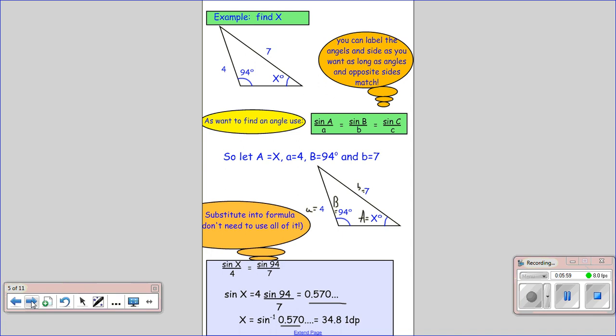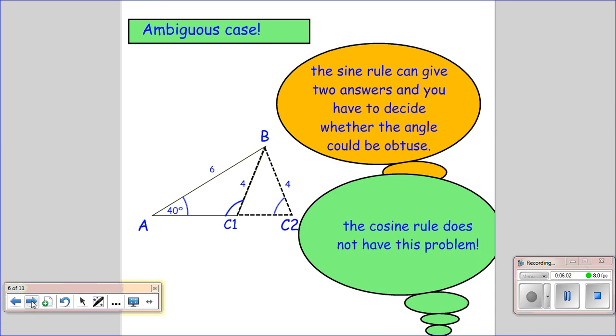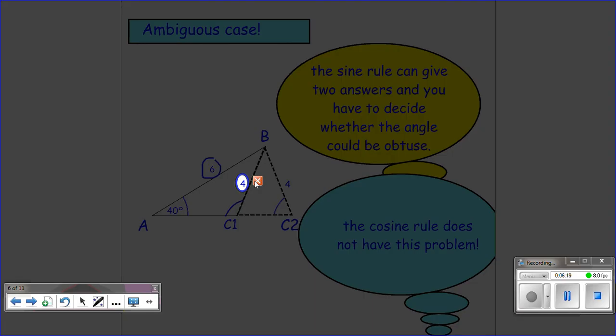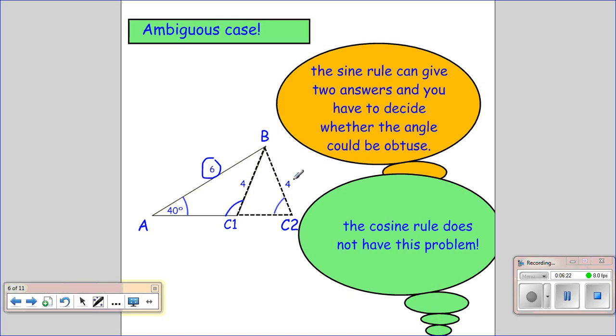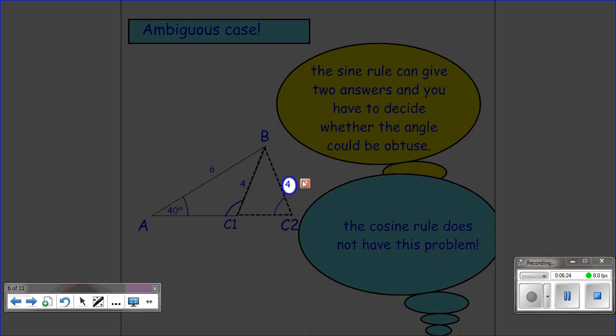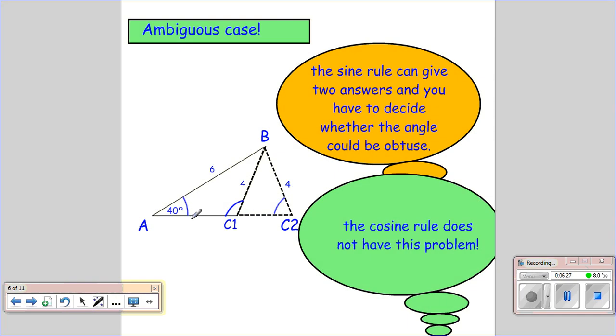Okay, so before we move on to the cosine rule, we just want to consider this. Now, the sine rule is a bit tricky in that it does give you an ambiguous case. Sometimes, if you look at these two triangles, I've got two sides, one with 6, one with 4 in this first triangle, but also I've got one with 6 and one with 4 in this second triangle. And they've both got an angle of 40. So I could have potentially two answers, one which is obtuse and one which is acute.